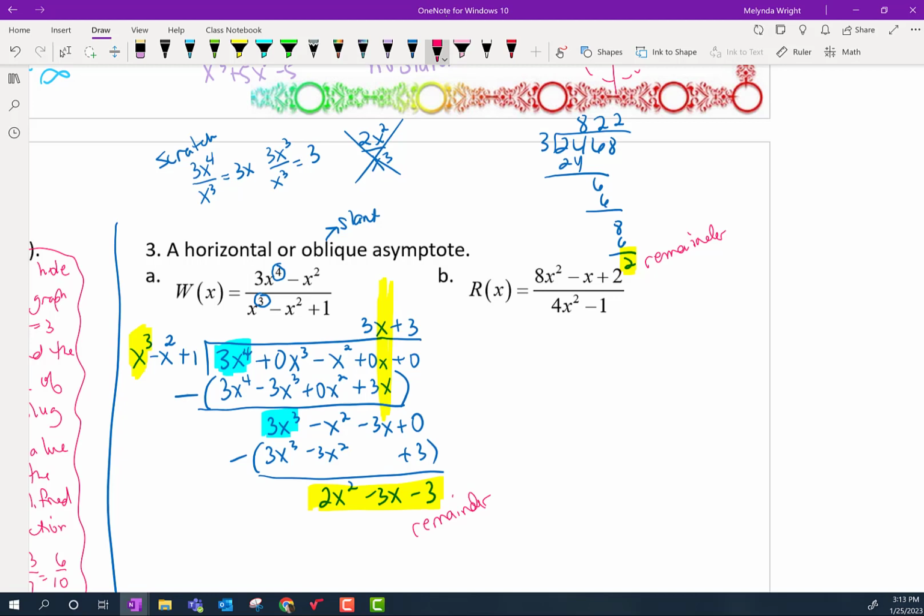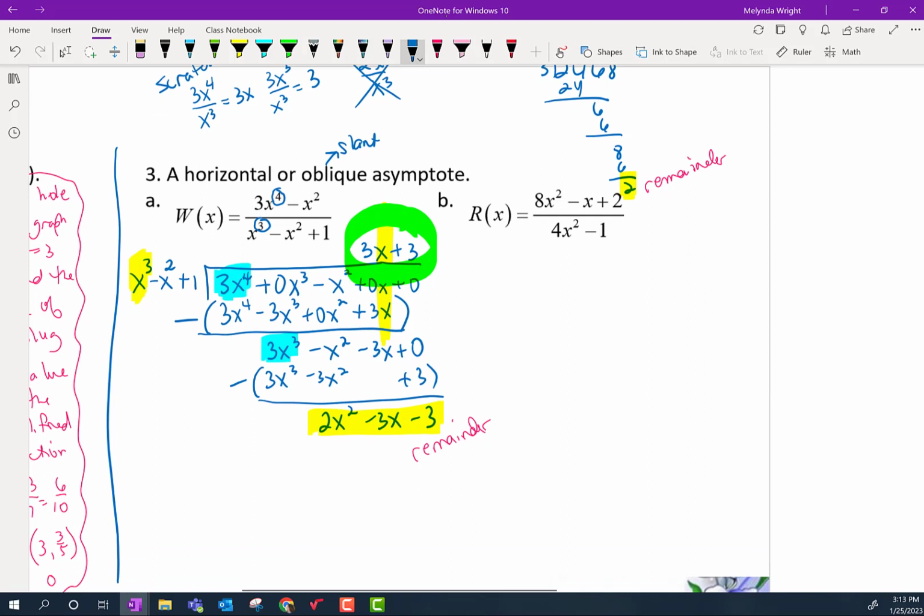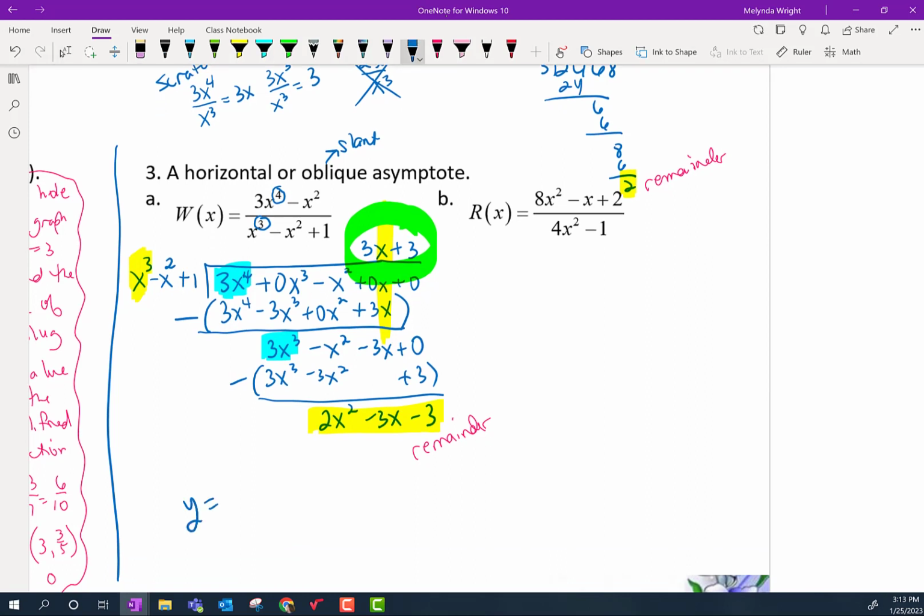So then what is my slant asymptote? We're going to go back and look at this part right here. That is my slant asymptote, the thing that I just outlined in green. It's y equals 3x plus 3. That is the equation of my slant asymptote. Y equals 3x plus 3. Wasn't that fun?